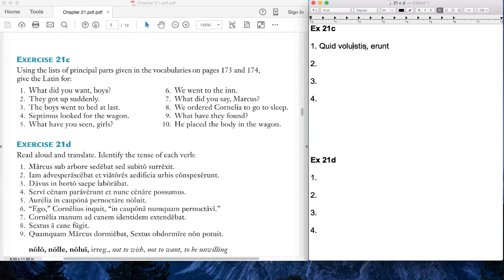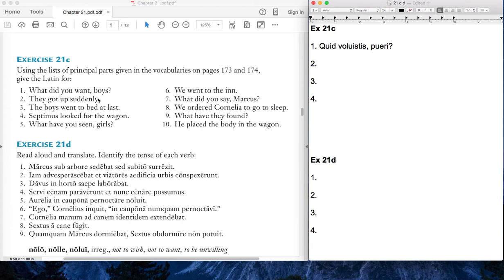So quid voluistis, what did you want, boys? Pueri here is a vocative, and again, it looks mostly like nominative when you're addressing someone. For the most part, it looks like a nominative. So, what did you want, boys? Is the first one. Then we move on to they got up suddenly.